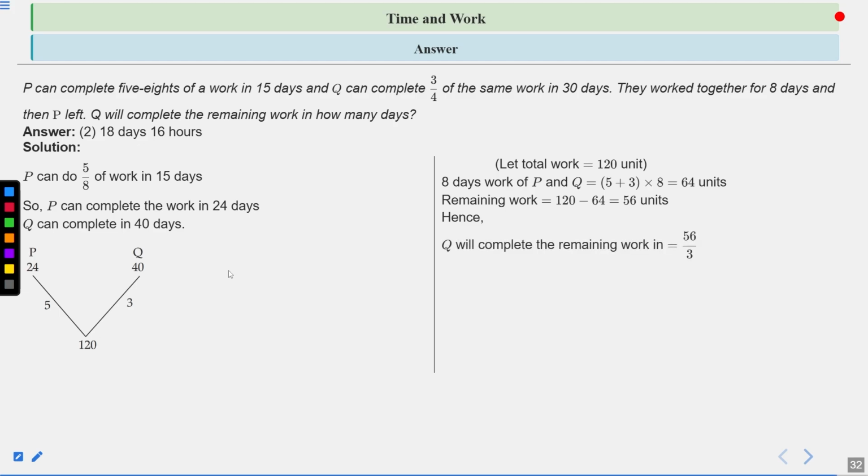Hence Q will complete the remaining work. We know the efficiency of Q, which is 3 units. So we just divide the remaining work, which is 56 units, by 3. So we get 18 days and 16 hours. So the second is the correct answer of this question.